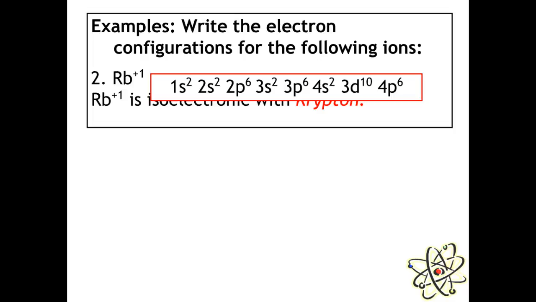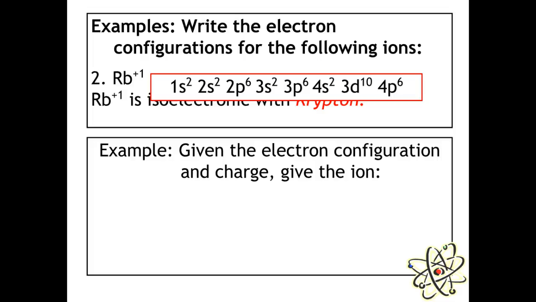Its electron configuration is 1s2, 2s2, 2p6, 3s2, 3p6, 4s2, 3d10, 4p6. That is a filled outermost energy level, sublevel of 4p6, and that is krypton. So even though rubidium has 37 electrons, it looks like krypton now. Its outermost shell is filled, which means it looks like a noble gas. It is more stable with the outermost electron shell filled.